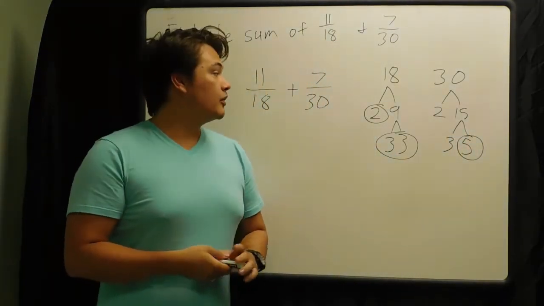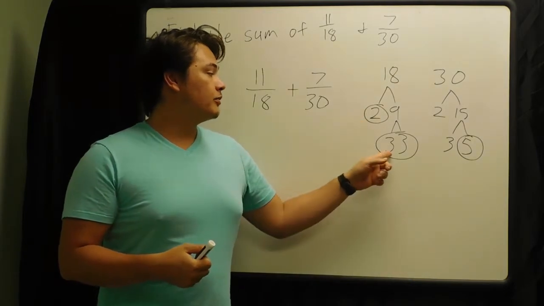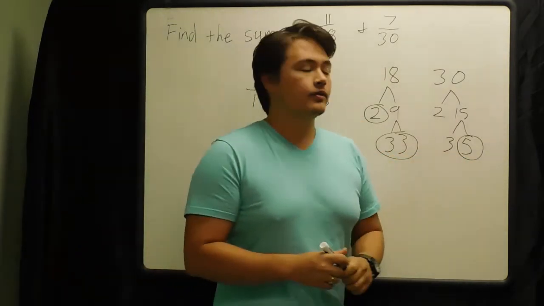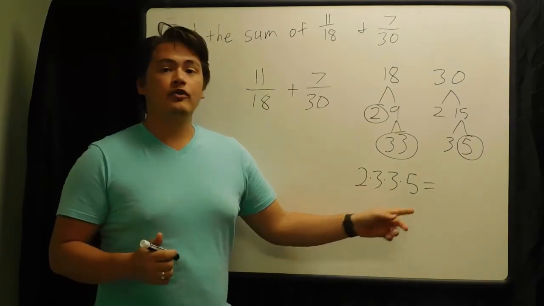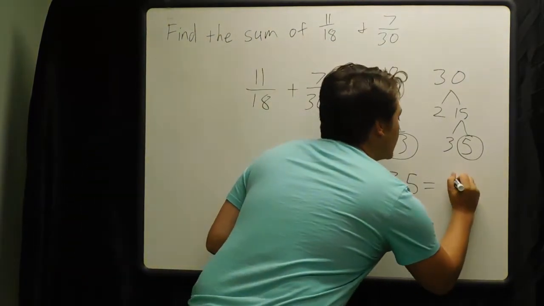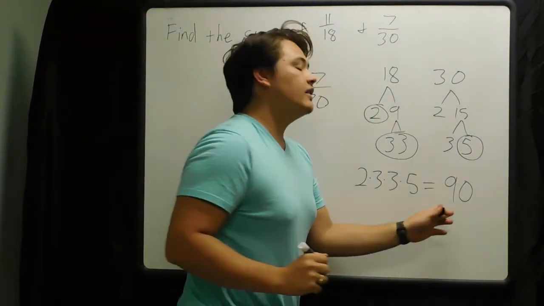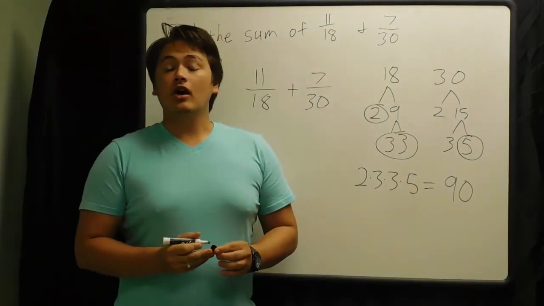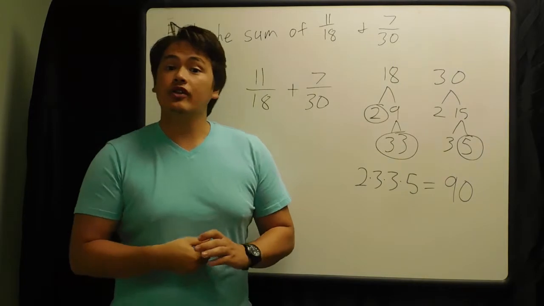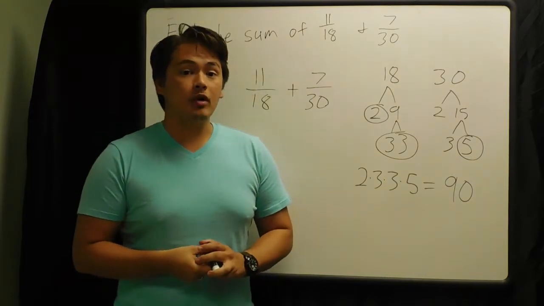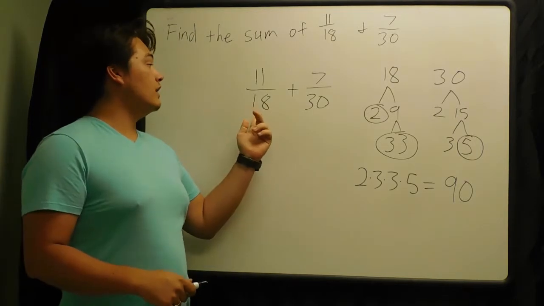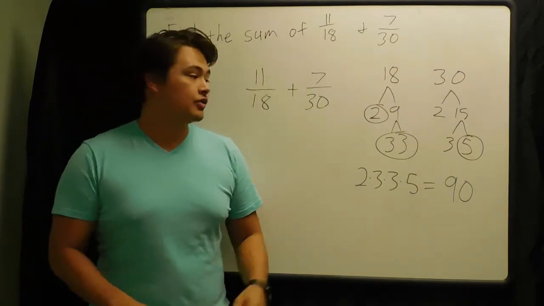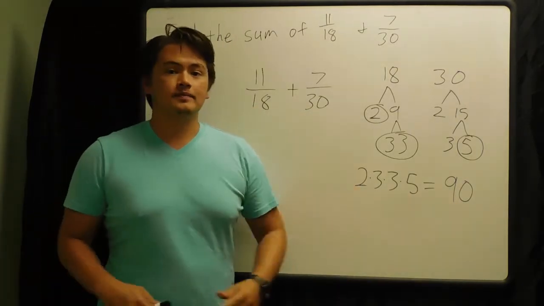From here, I'm going to multiply 2 times 3 times 3 times 5. 2 times 3 times 3 times 5 is going to give me 90. And 90 is my lowest common denominator, which is also my lowest common multiple, my least common multiple. So the number that both 18 and 30 can go into is 90.